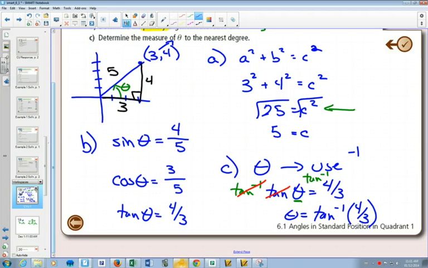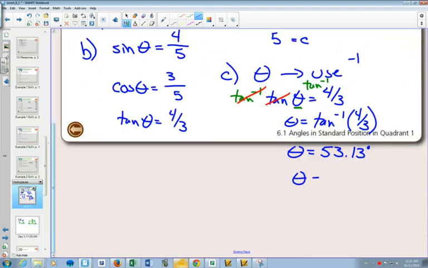So we type this into our calculator. 53.13. Awesome. 53.13 degrees. Did it say to the nearest degree? So then to the nearest degree we would have theta is equal to 53 degrees.